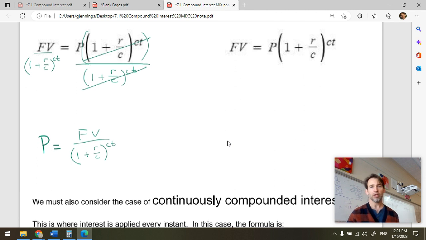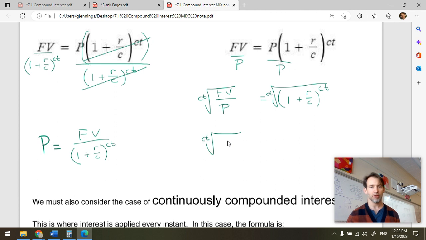So here, to solve for r, I'm going to first divide both sides by P and get that out of the way, so that I have future value divided by P is equal to 1 plus r over c, raised to the power ct. And then I'm going to take the ct root of both sides. And so that will be the ct root of FV over P is equal to 1 plus r over c.